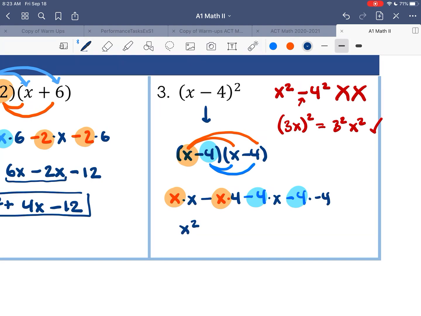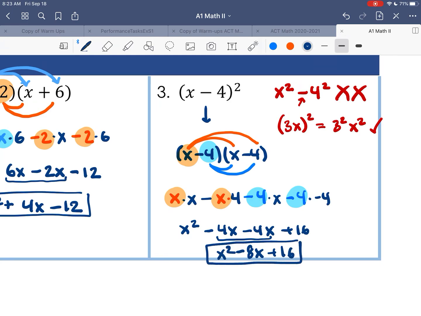x times x gives us x squared, and then we have minus 4x, and then minus 4x again, and then plus 16. These center two will combine. Negative 4 minus 4 gives us 8x. And that's our answer: x squared minus 8x plus 16.